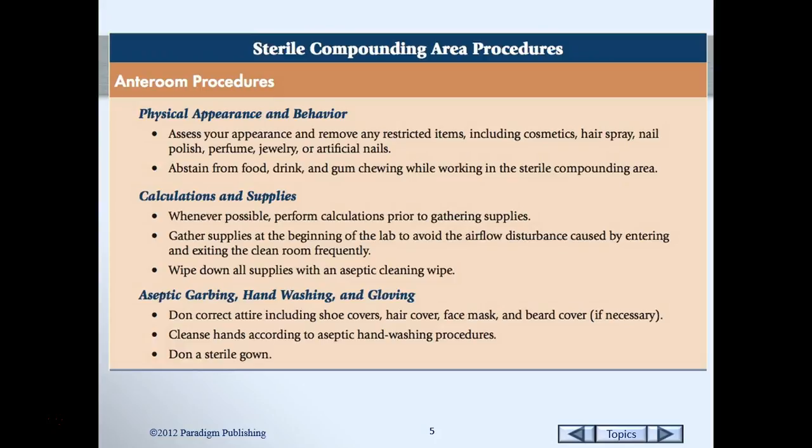Physical appearance and behavior. Assess. Review, make sure that you are meeting all the criteria before beginning the preparation for donning your PPE. You know, you can't have cosmetics, hairspray, nail polish, jewelry, perfume, artificial nails. You can't have food or drink. You can't chew gum, have lozenges, things like that in the anteroom. You're going to do your calculations and gather your supplies in the anteroom. Wipe them all down before we bring them into the clean room, and then we also do the garbing, hand washing, and gloving in the anteroom.